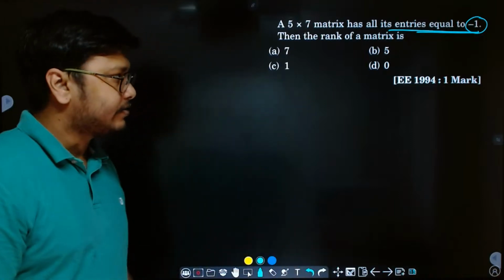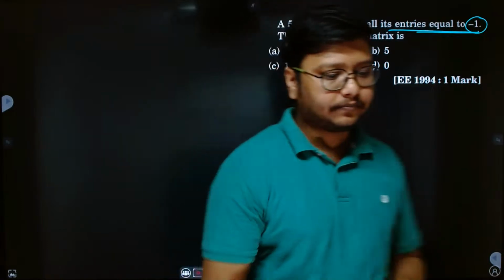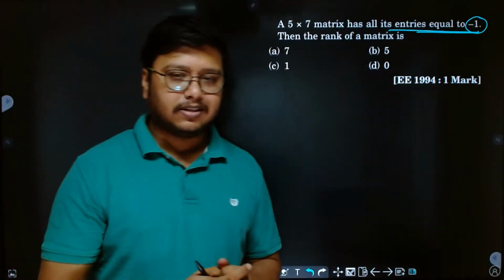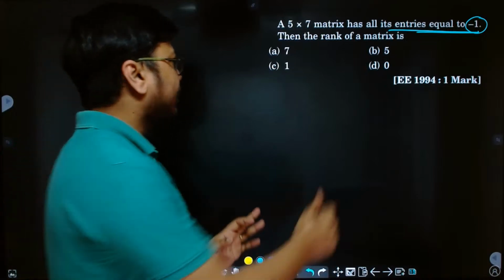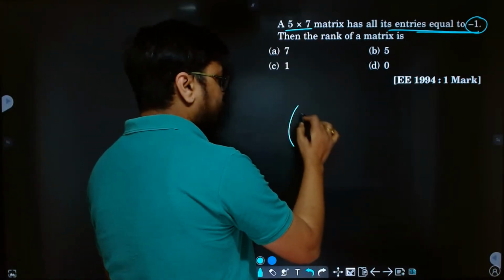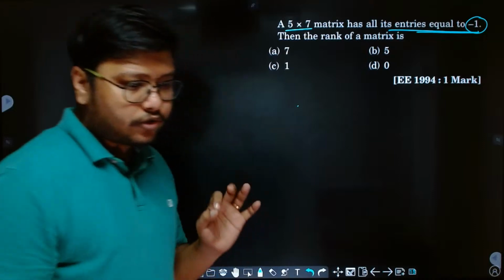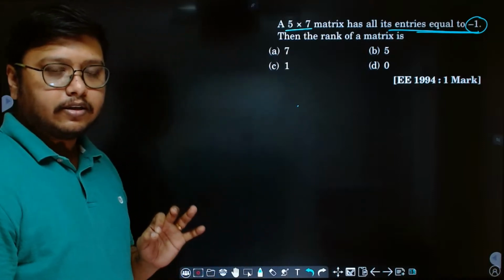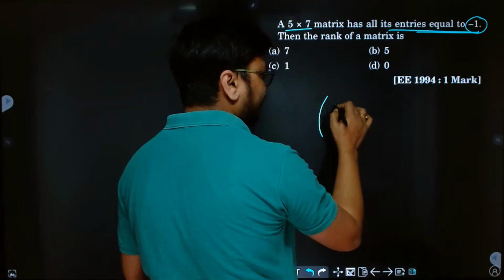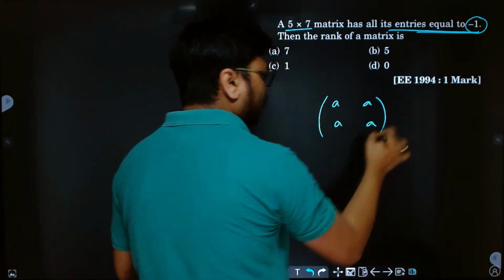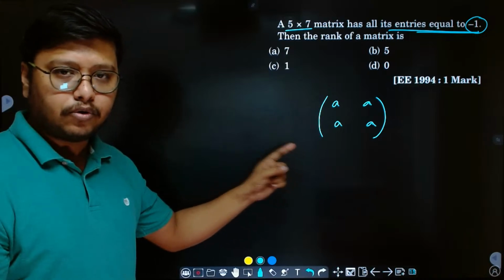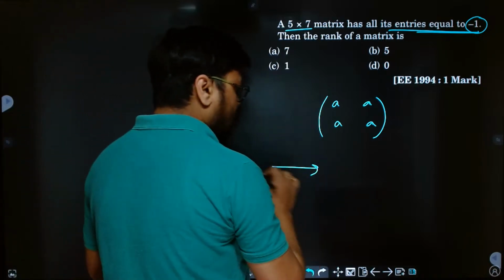If all entries are the same, then what will be the rank? Just take an example and think. Forget about 5 cross 7, take a 2 cross 2. Zero rank is not correct. Your concept should be clear over here. If I have a matrix A where all elements have the same element A, the rank is not zero. With this I can do some operation over here.